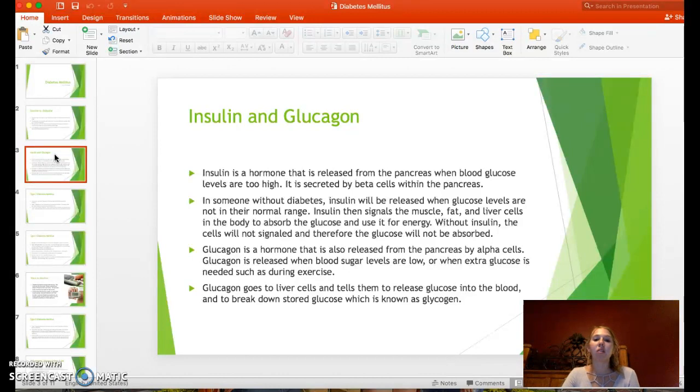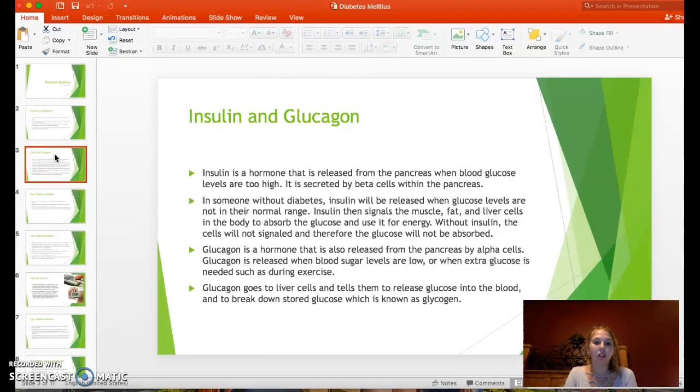Then this insulin, which is a hormone, goes to the muscle, fat, and liver cells within your body, and it tells them to absorb the glucose and use it for energy. It can also tell them to store it away, and that's when it turns into glycogen. Without insulin, the cells will not be signaled, and therefore the glucose will not be absorbed. So I would say insulin acts like a key. If the key is not there, then the glucose won't be able to be absorbed because it's not signaling those cells to absorb it and use it.